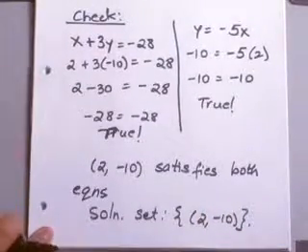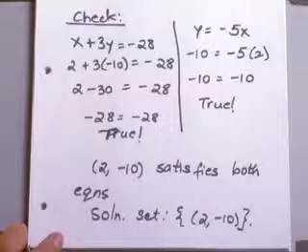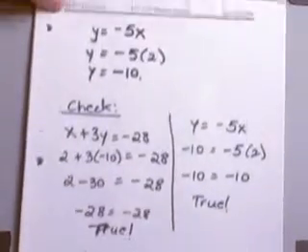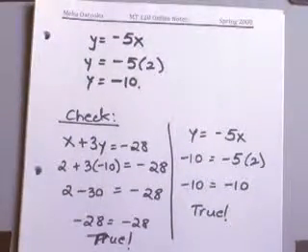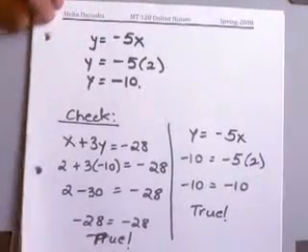So this is how your substitution method will work. We substituted one equation into the other, solved for one of the variables, and then substituted that answer back into the second equation to find our second variable. Now let's take a look at another example here.